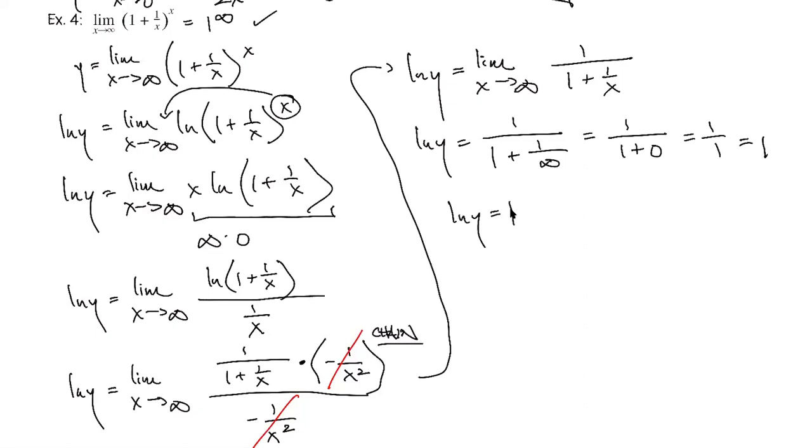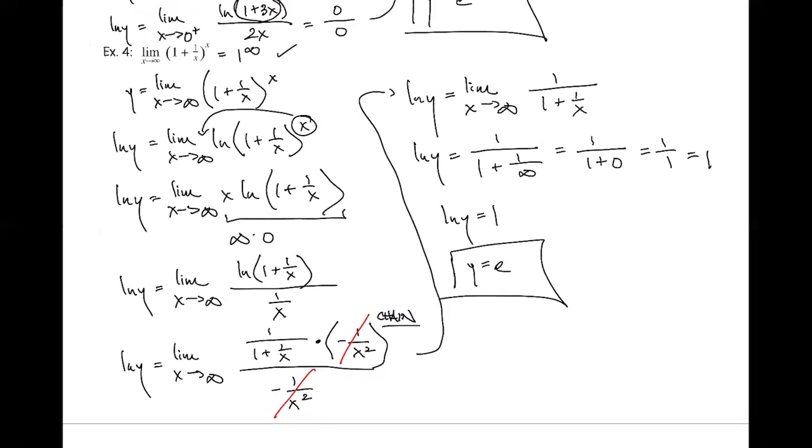But we don't want to box off that answer. We want to make sure we raise both sides, like e to the power of both sides. So we end up with a final answer of y equals e. Okay. Now, you might have seen this at some point in your mathematical career, because this is the definition of where e comes from. We take this limit of 1 plus 1 over x to the x power.